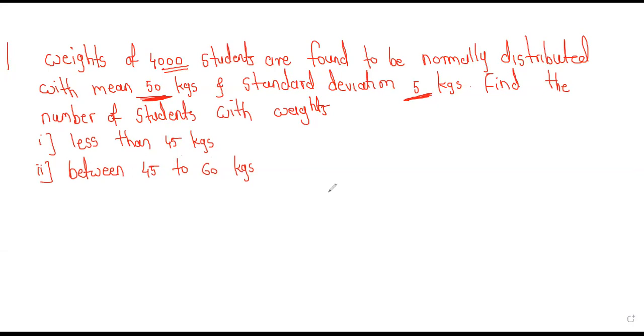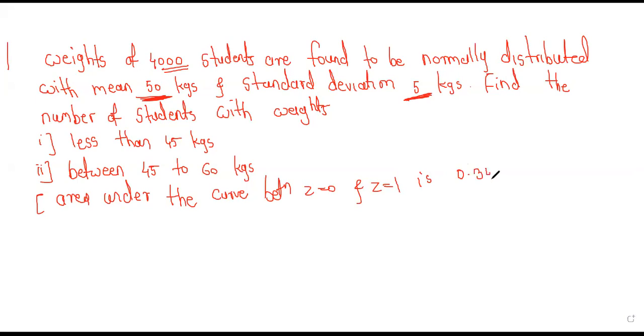Okay, so here we have given something, that is area under the curve between z is equal to 0 and z is equal to 1 is 0.3413, and the area under the curve between z is equal to 0 and z is equal to 2 is 0.4772.